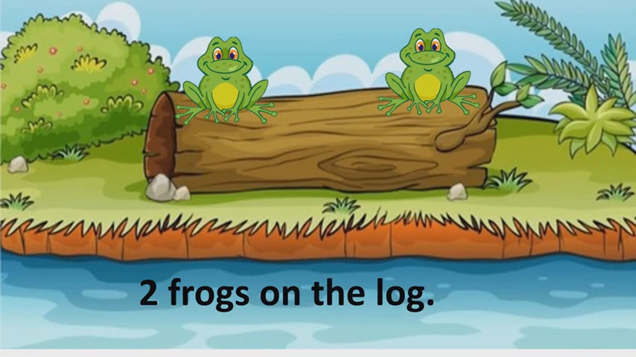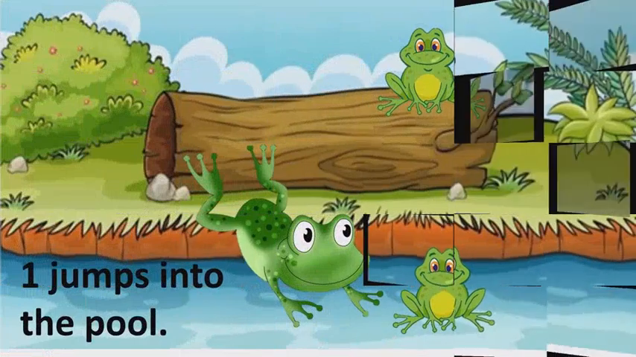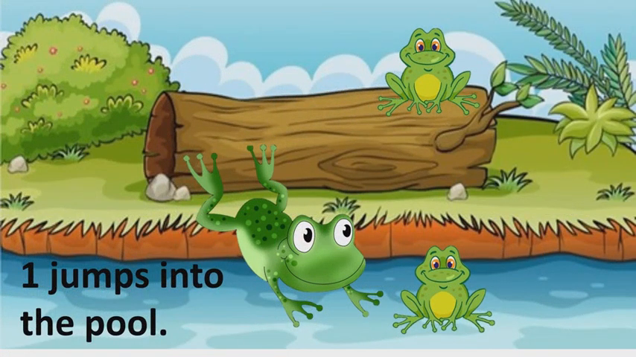Here we can see 2 frogs on the log. Earlier there were three frogs sitting on the log. Out of three, one jumps into the pool, so two are left. Now out of two frogs, one jumps into the pool. Now how many frogs are in the pool? Now in the pool we can see that there are two frogs and only one is left on the log.